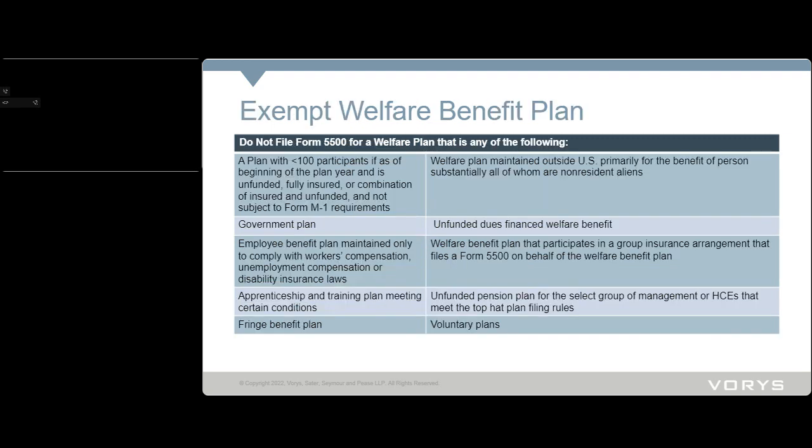There are also exempt welfare benefit plans. Generally, these are small plans, those with fewer than 100 participants at the beginning of the plan year, and that are unfunded, fully insured, or a combination of those. Just as a reminder, funded means a plan is receiving employee contributions during the plan year, or you're using a trust. So if that's the case, you're not going to be exempt from filing the 5500.